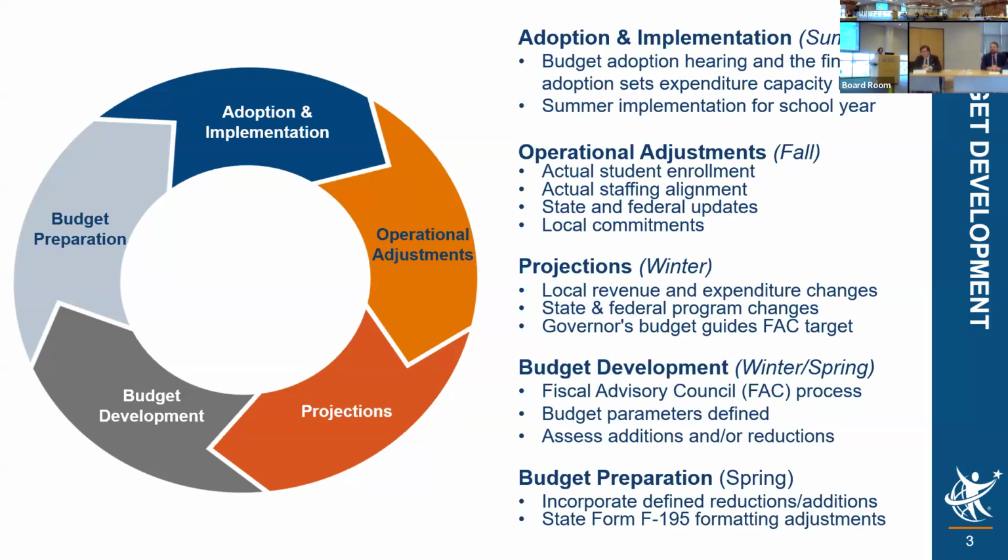Then we begin evaluating our budget parameters for the next year to aid in the budget development process with our fiscal advisory council. Within that winter and spring timeframe, we're also evaluating if the district has additional resources to add or enhance the budget, or possibly looking at reductions in future years, or if we need just to maintain our resources as we move forward. And then we come to spring, where we incorporate the defined additions or possible reductions into the formal document, which is called the F-195. It's a state-defined document that is then presented to the board as well as presented to our public.